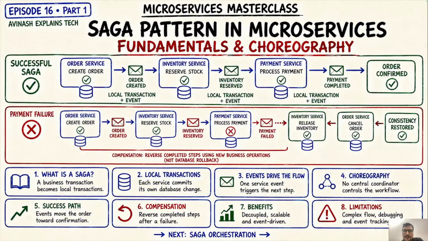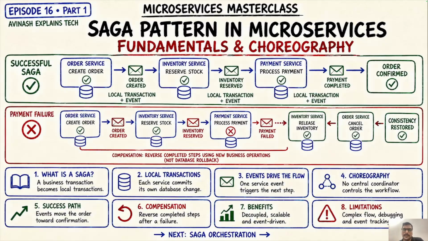The Saga pattern does not create one large database transaction across all services. Instead, it coordinates multiple independent local transactions. If every step succeeds, the complete business operation succeeds. If one step fails, the Saga executes compensating actions to reverse the effect of previously completed steps.